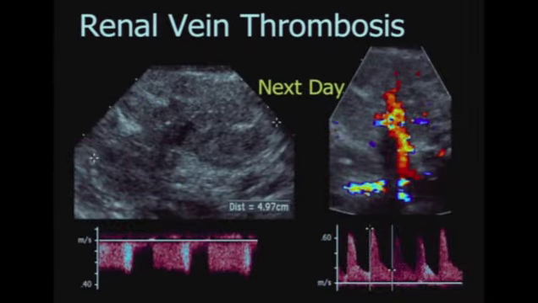The reason I made the comment that it probably happens more often than we think is that here's the Doppler on this child the very next day. Now certainly the grayscale appearance of this kidney is not normal, and it's probably not ever going to be normal, but the Doppler doesn't look too bad. You've got some recanalization, you've got some good flow coming out of the vein, and you've got normal diastolic flow going into the kidney.